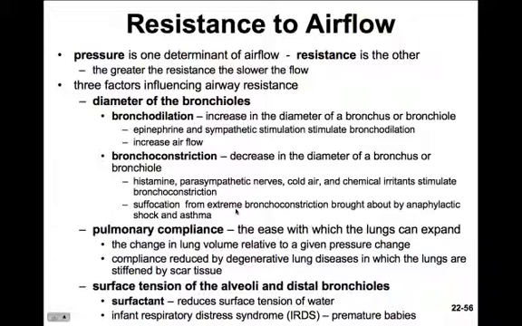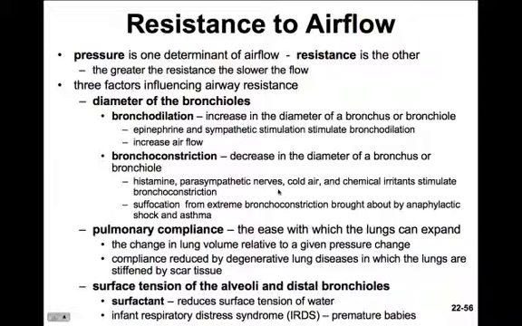Conversely, there's bronchial constriction. This decreases the diameter of the bronchus or bronchiole. This is under control of the parasympathetic nerves. It can also be set off by cold air, chemical irritants, and histamine. Suffocation from extreme bronchial constriction brought about by anaphylactic shock and asthma can cause death.